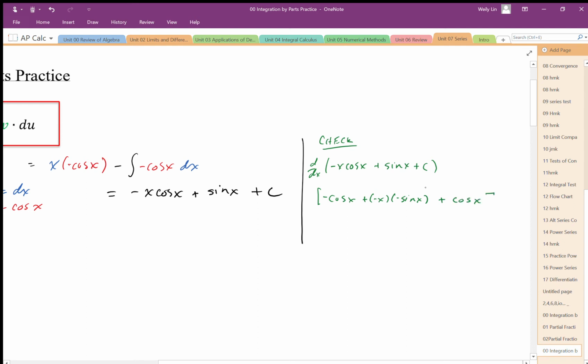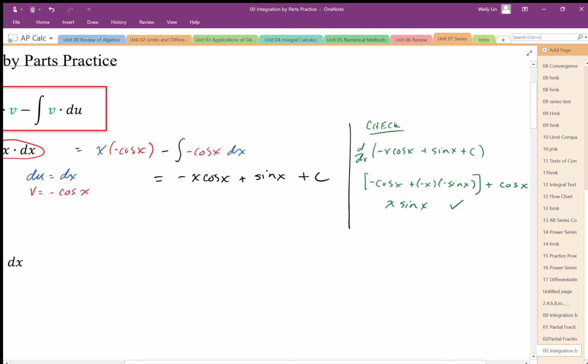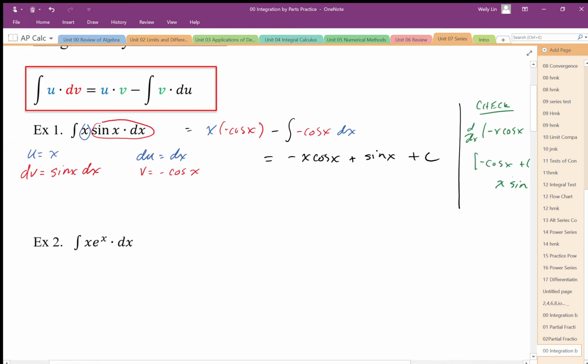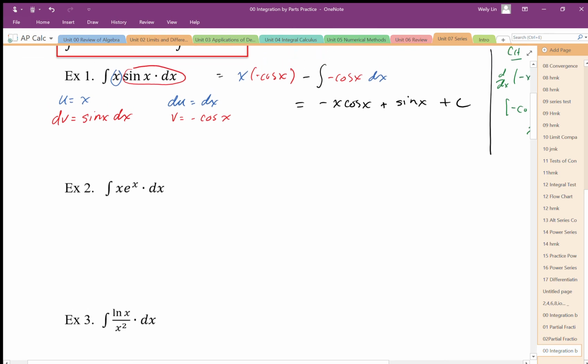Okay, so that's going to be the product rule part. The cos x's cancel out. I end up with x sine x. Yeah, that's exactly what I started with. So this is the correct antiderivative for that expression. Okay, so we can move on to this next one.